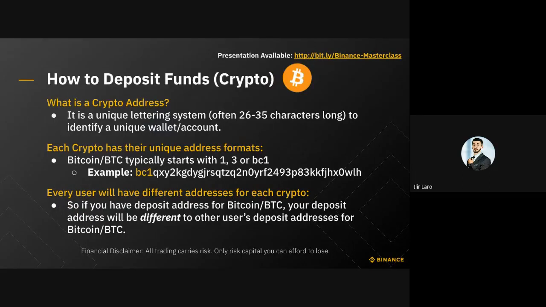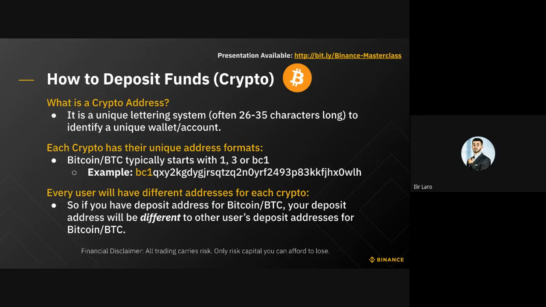Essentially, a crypto address is a unique lettering system. It's often 26 to 35 characters long, and it basically identifies a unique wallet account. Like an account number and sort code, a crypto deposit address is just a unique identifier to identify a certain wallet or account. You can think of it as similar to a long number on a bank card, for example. That's 16 digits, so this is roughly 10 more characters longer. Essentially, it's a unique identifier for each individual account.